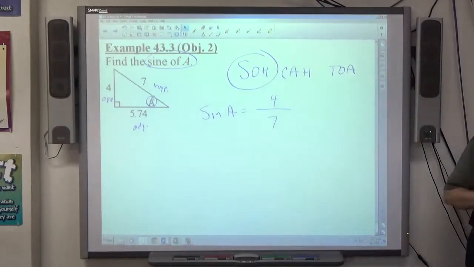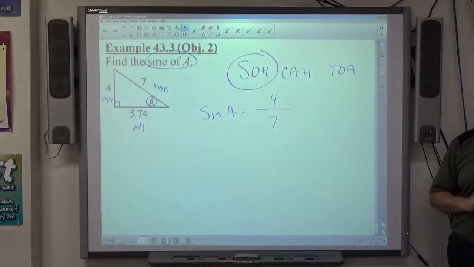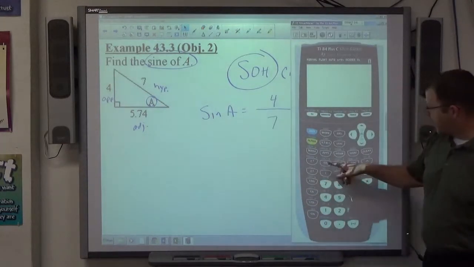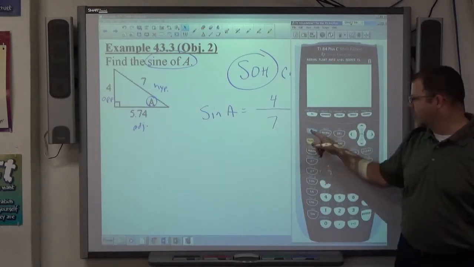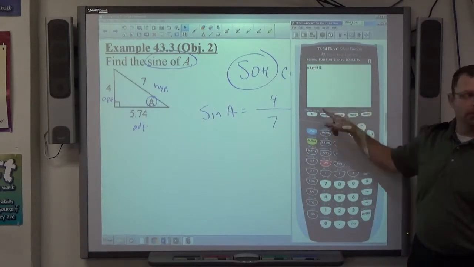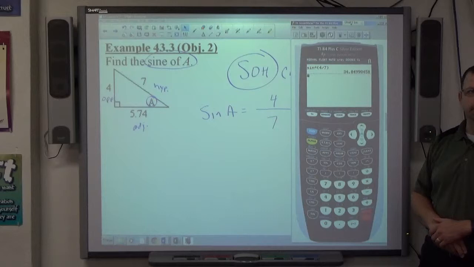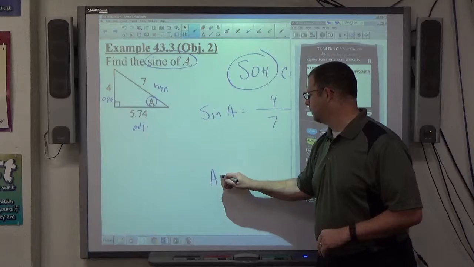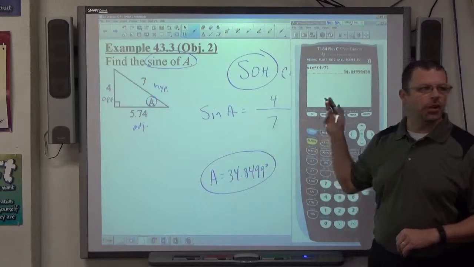Does anybody have any reason why that might be helpful to us? Anybody know how big angle A is? Above your sine button on your calculator is a sine to the negative 1 button. That's the inverse sine button. If I know what the sine value is, and I use my inverse sine button and type in my sine value, my calculator is going to spit out the angle that made that happen. So angle A is 34.8499 degrees.